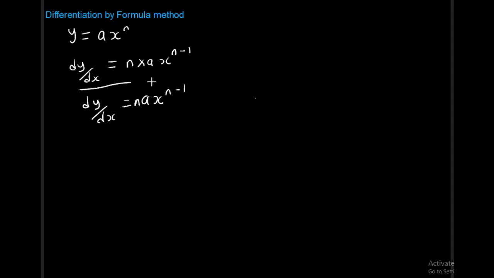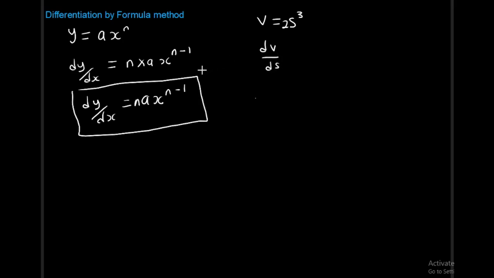So this is the formula method of differentiation. To understand this better, all you need to know is that you multiply your power by the coefficient, then subtract 1 from the power. So if we have, let's say, v equals 2s raised to the power 3, this is going to be dv/ds, not dy/dx again. We had dy/dx before because we were differentiating y with respect to x, but in this case it is dv/ds because we are now differentiating v with respect to s.